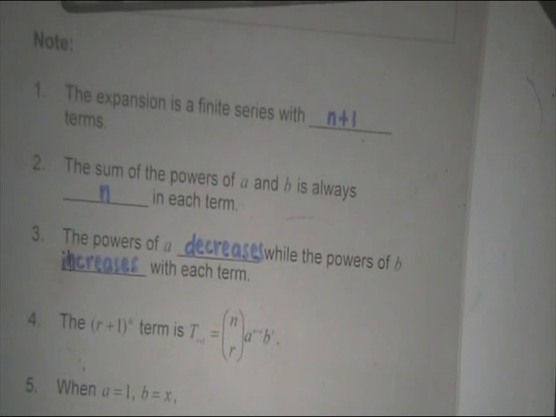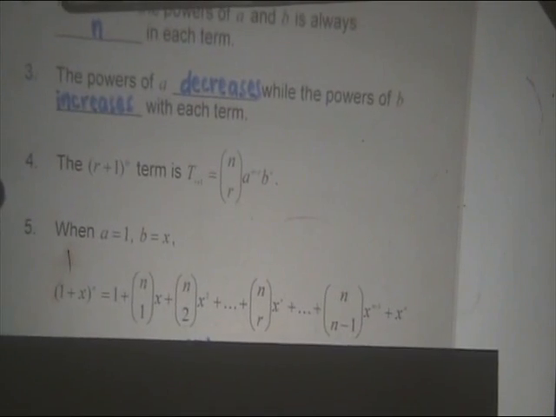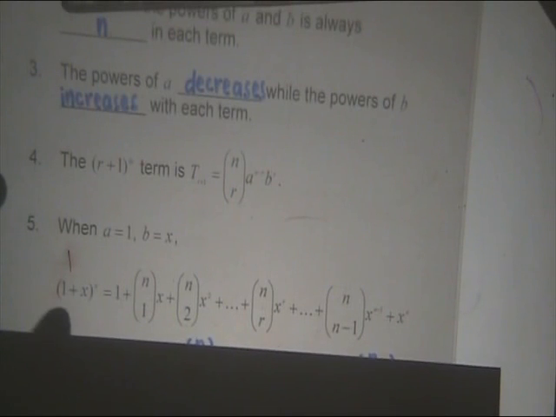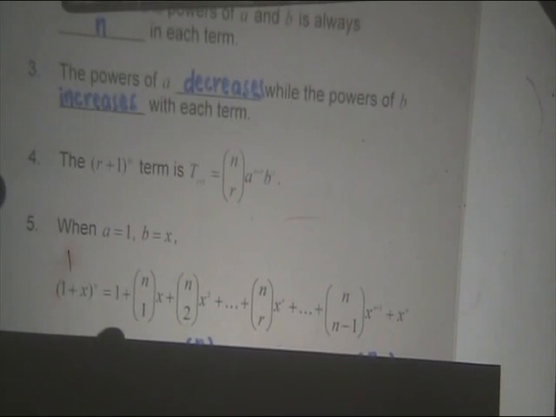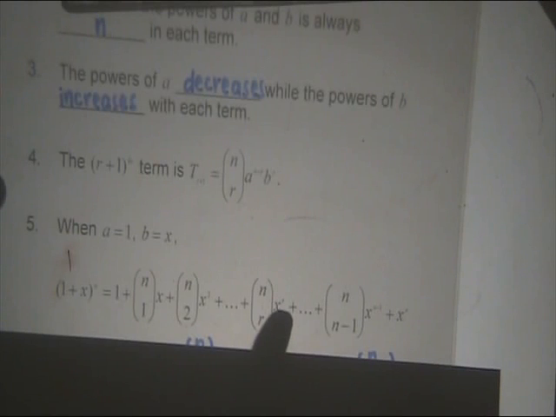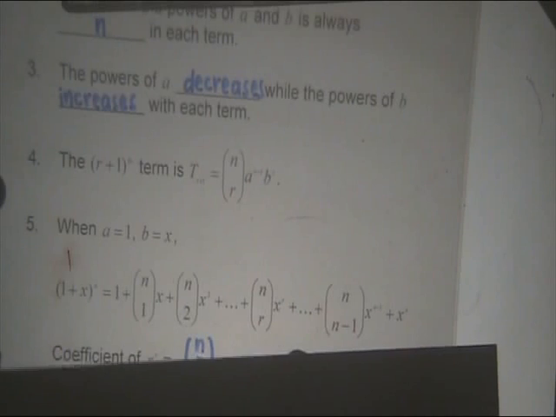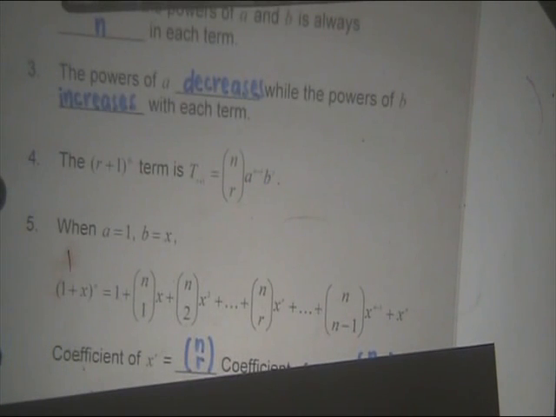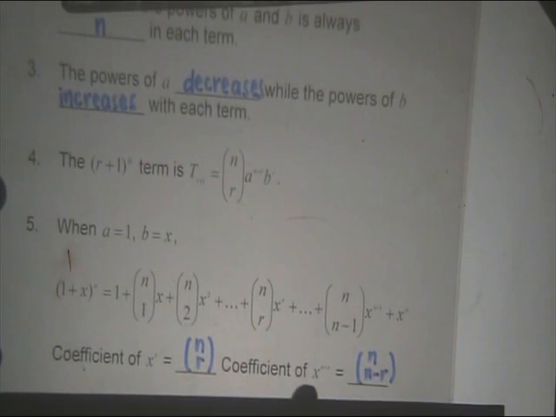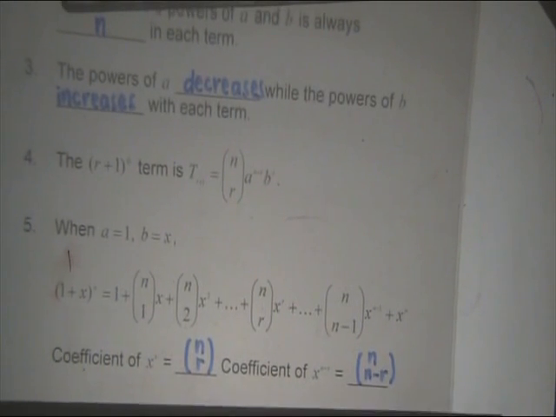Now, if we let a be equal to 1 and b be equal to x, we will get this. The expansion will be (1 + x) to the power of n. We have 1 plus n choose 1 x plus n choose 2 x squared, and so on. So the general term here is n choose r, x to the power of r. As you can see, the coefficient of the term in x to the power of r is n choose r. Similarly, the coefficient of x to the power of n minus r will be n choose n minus r.